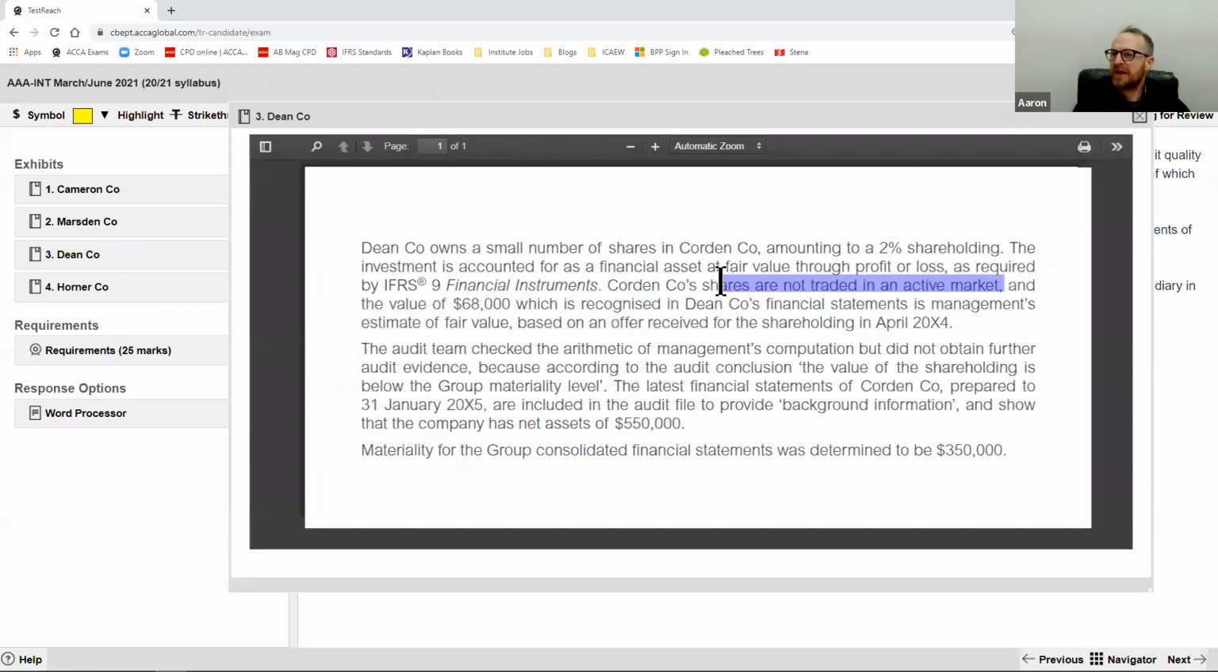The shares are not traded in an active market. So what does that mean? It means that they're going to be harder to value. It means that it's going to be subjective. How are you even going to get a value on those? Value of 68,000 is management's estimate. So what do I know about that? I think, well, that's judgmental. ISA 540 management estimates. I start to think, can I be sure of this?